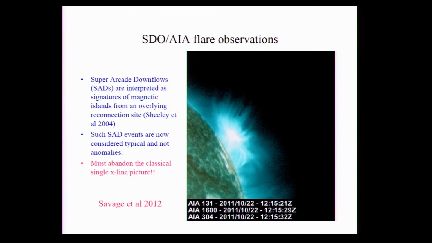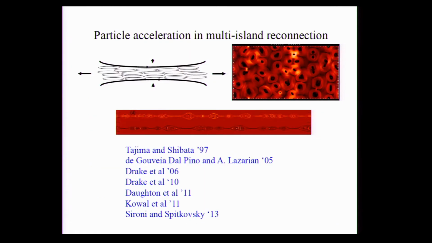They're now considered very typical. There's hundreds of these things, and this suggests that the single X-line picture of flares doesn't work. In fact, there are many, many reconnection events going on simultaneously. Okay, and so people have started looking at multi-X-line, multi-magnetic island reconnection.